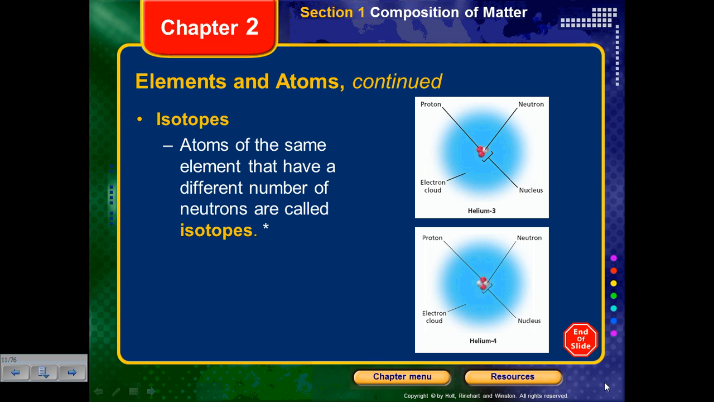This one on the bottom has a mass number of 4. Okay? It's also helium. So 4 minus the 2 protons, that makes it helium, leaves you with how many neutrons? 2. 4 minus 2 is 2, right? So 4 minus the 2 protons leaves you with the 2 neutrons.